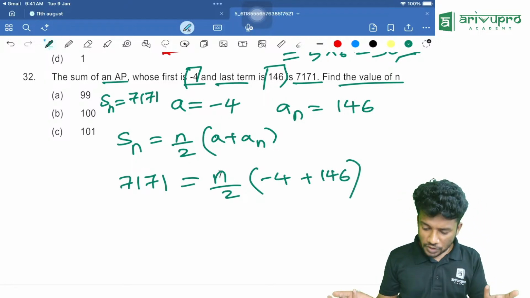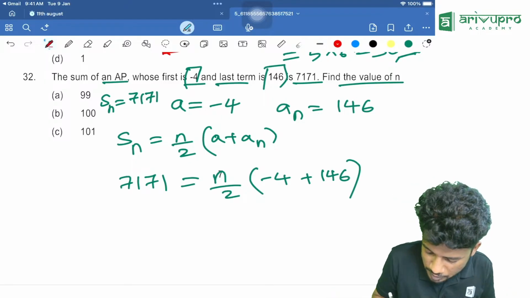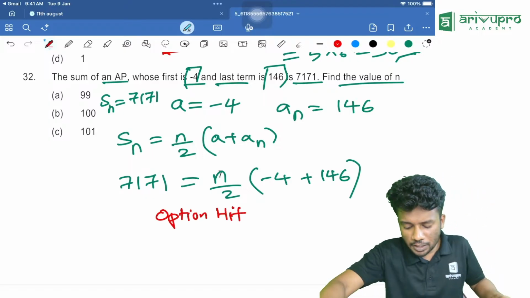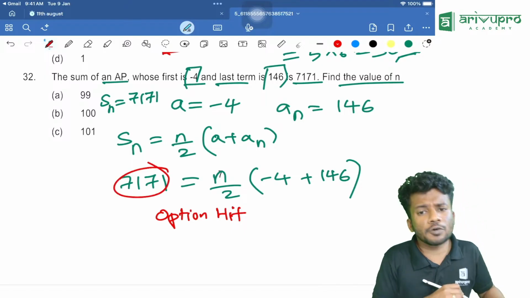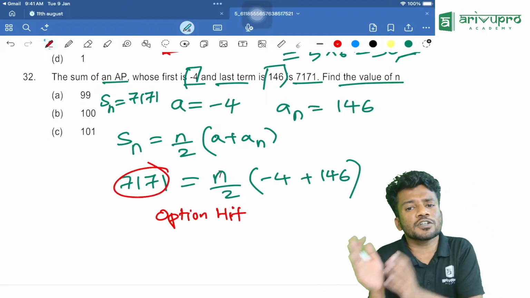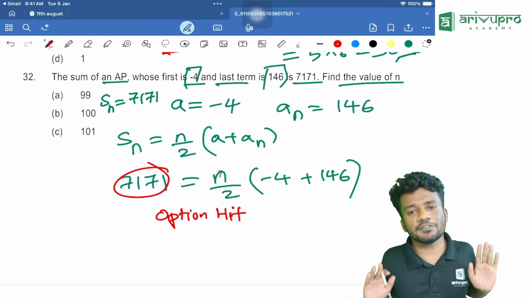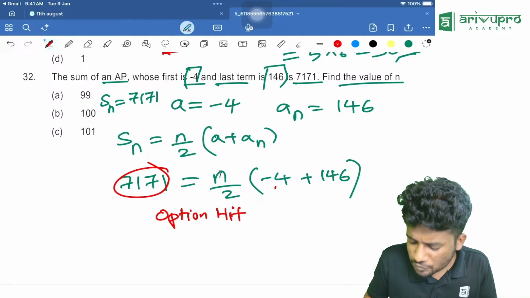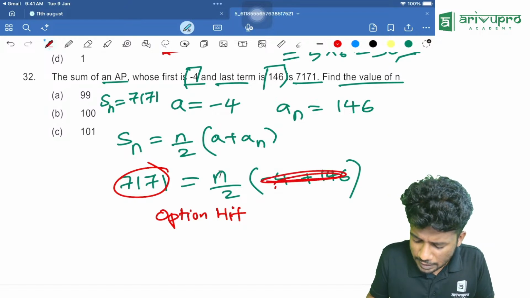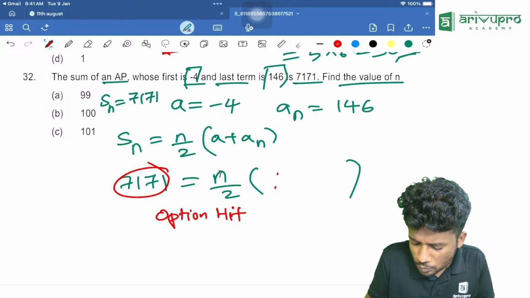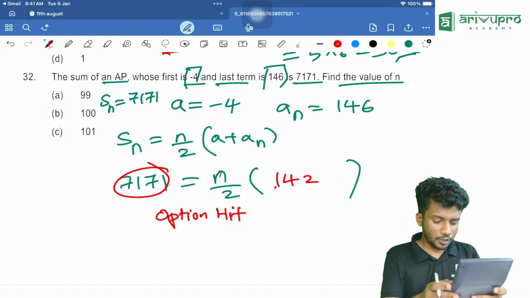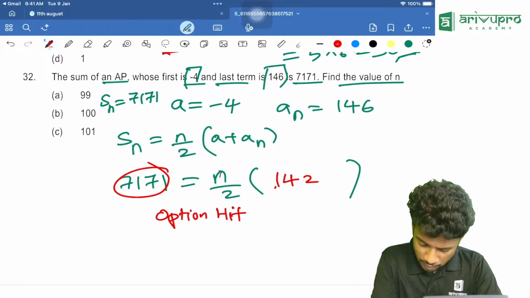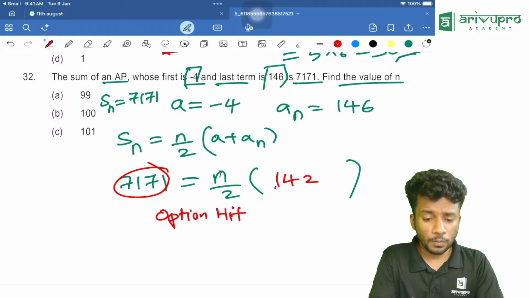Direct. Now option hit, people. Try option hitting. Now take your calculator. Here LHS is 7171. We need to check which of the options gives our LHS, 7171. So -4 plus 146 can be written as 142. Now take the first option: 99 into 142 divided by 2. How much is it?